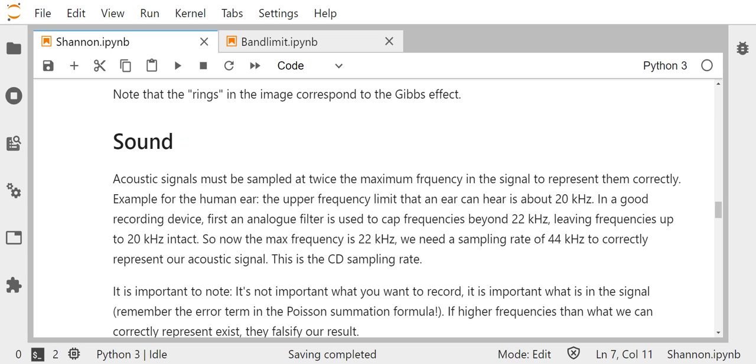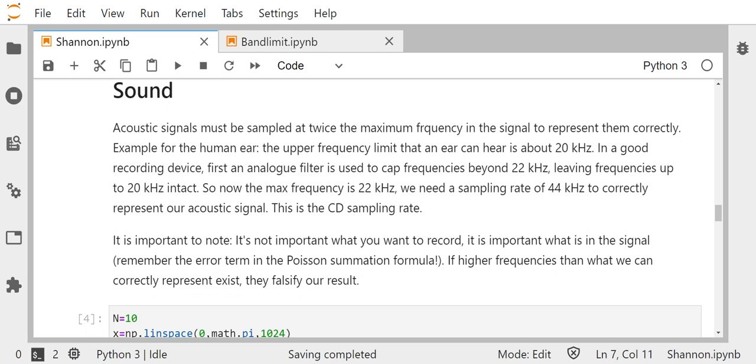A sampling rate of 44 kilohertz is used. So 44 kilohertz is double 22 kilohertz. So we can represent now all frequencies in the signal that comes in up to 22 kilohertz. So definitely we will be able to correctly represent all frequencies below 20 kilohertz. And so that's what we want. The minimum sampling rate that we need to correctly represent something that the human ear can hear is 44 kilohertz, and that's exactly what is used.